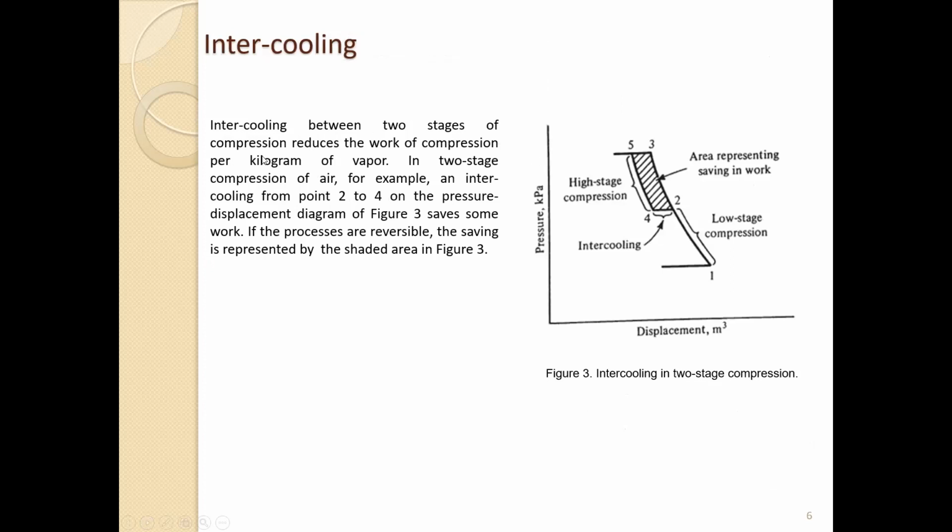Between two stages, compression reduces the work of compression per kilogram of vapor. In two-stage compression of air, for example, an intercooling from 2 to 4, ito yung compression mo 1 to 2. Kasi intercool ka ng 2 to 4 on the pressure displacement diagram of figure 3 saves some work. If the processes are reversible, the saving is represented by the area in figure 3.